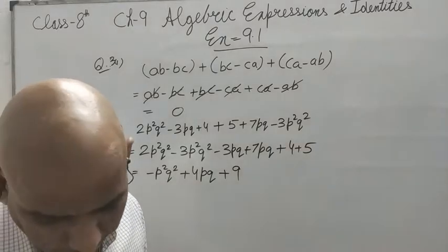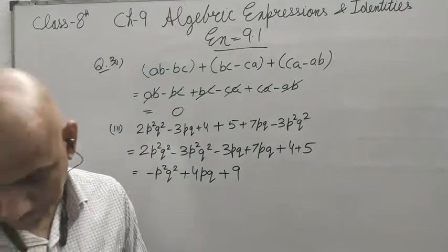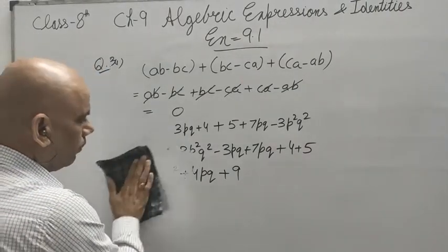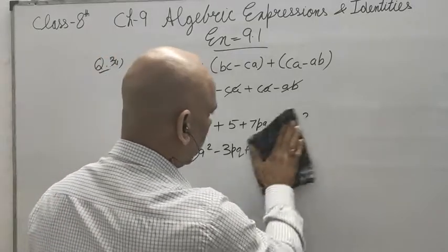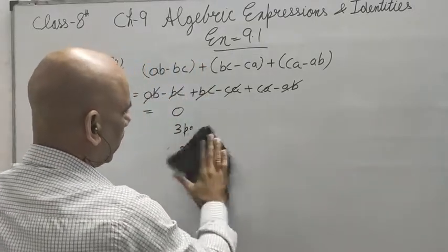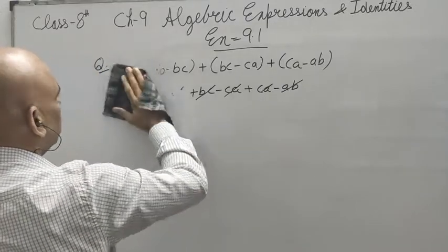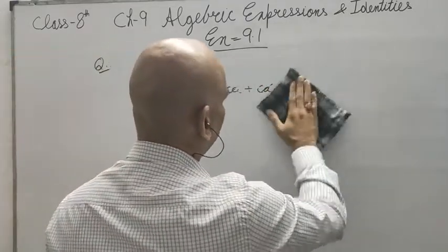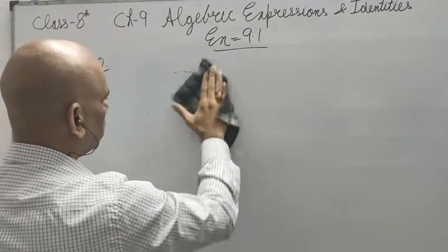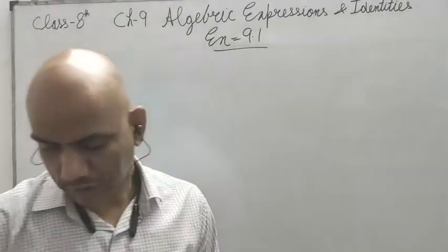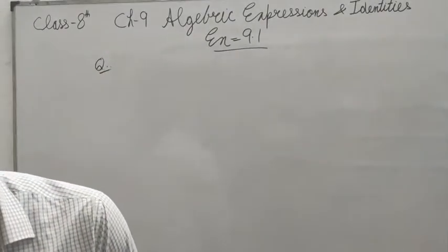Now, let me tell you question number 4. In question number 4, we will have to subtract. Now, in subtraction, what is the rule? When there is a negative sign outside the bracket, you will have to change the sign inside the bracket. Let us see the example.